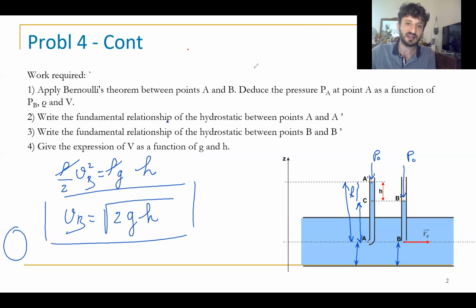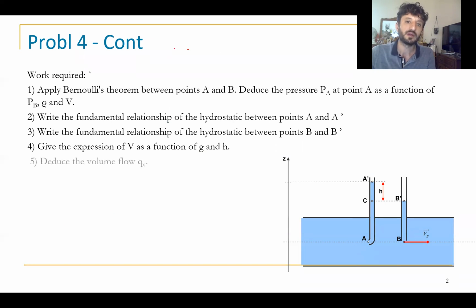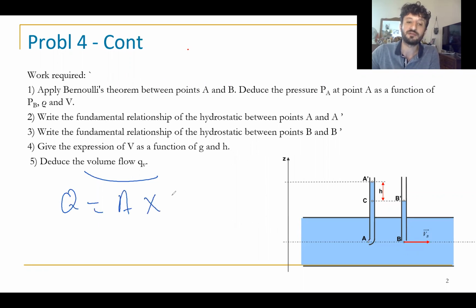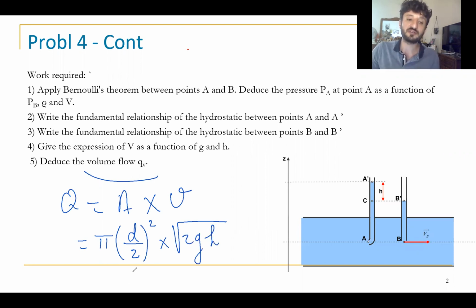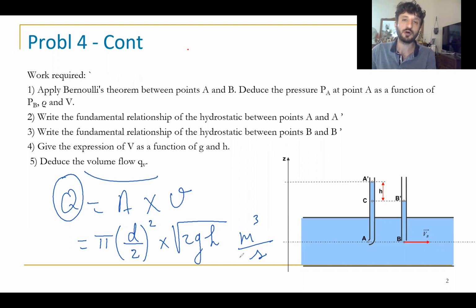Finally, I ask you to find Q, the volume flow, where volume flow equals A times V. A equals pi R square, equals D divided by 2 squared, times radical 2GH. We have all the values of D, G, and H. We can calculate Q. The unit will be meter cube per second, volume per unit time. So this is a new problem. In the next video, I will solve another problem to calculate H in function of Q.